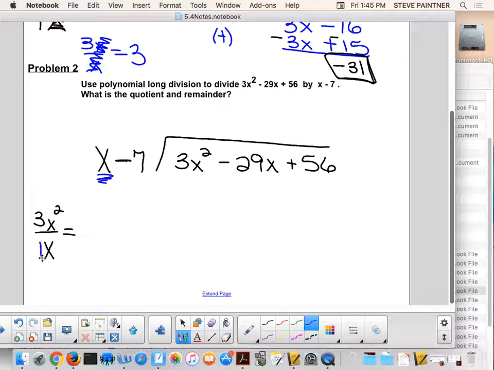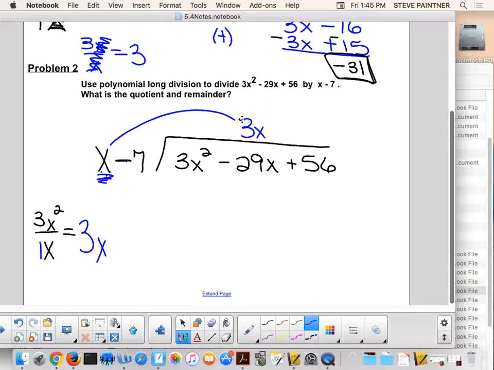Ready? You care about only one term. It's the first term, x. How many times will x go into the first term, 3x squared? Well, this is 3 over 1. X squared divided by x is x. I was looking for 3x. A lot of you had 3x. Where would you put it though? The middle, on top of the x term, right?